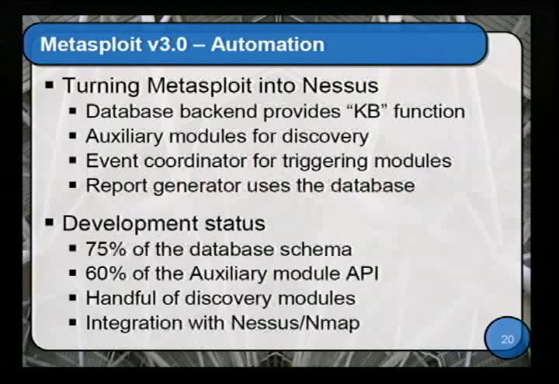So kind of where this leads is, if you want to do a vulnerability assessment engine out of Metasploit, this is how you go about doing it. Create a database backend, create a bunch of discovery modules that are auxiliary module types, a single event coordinator that, based on the type of event, routes it off to a different plugin or a different module, and the report generated based on the database.